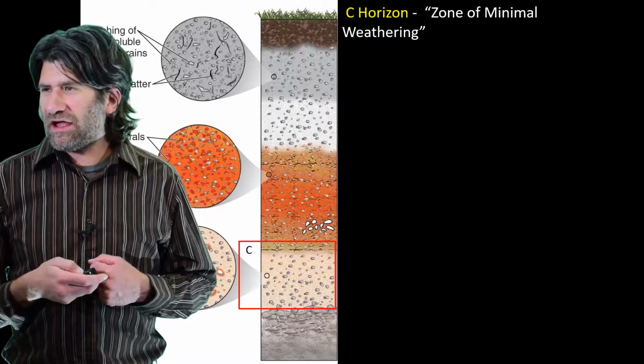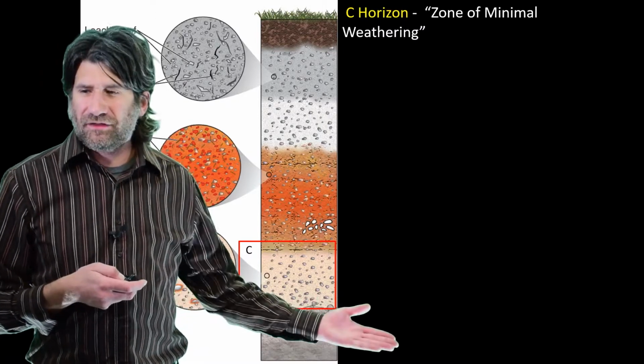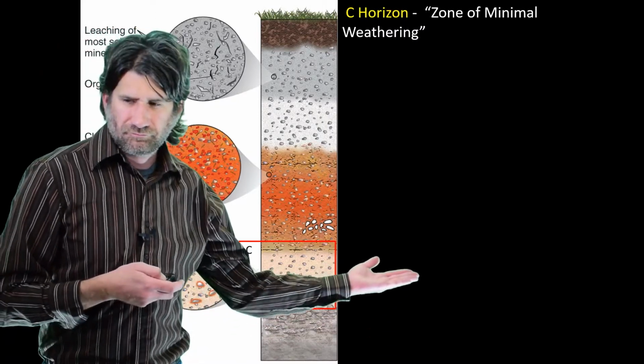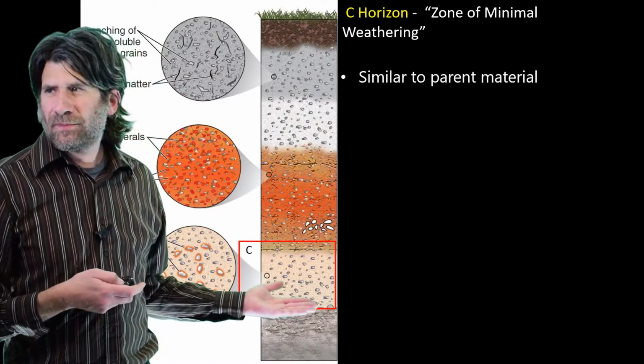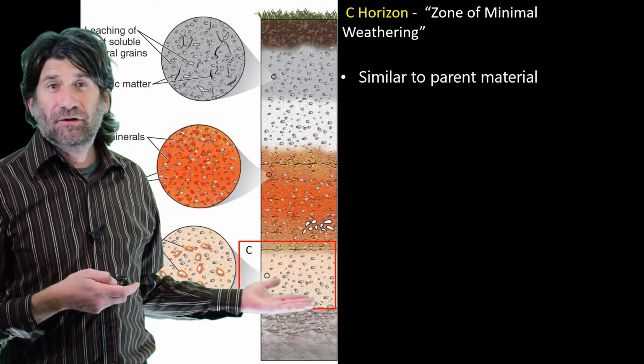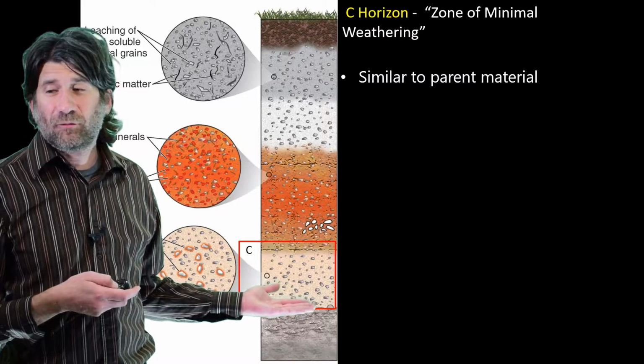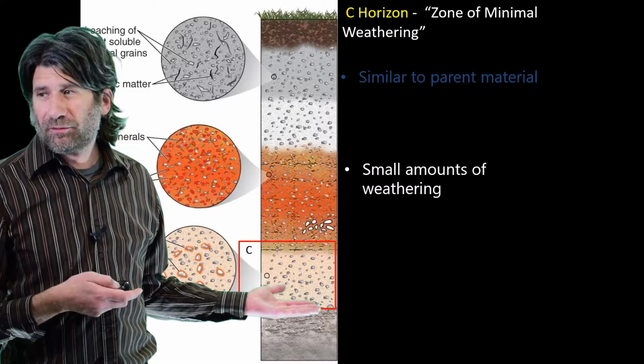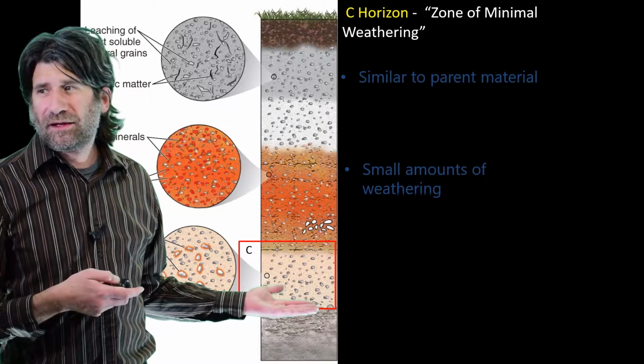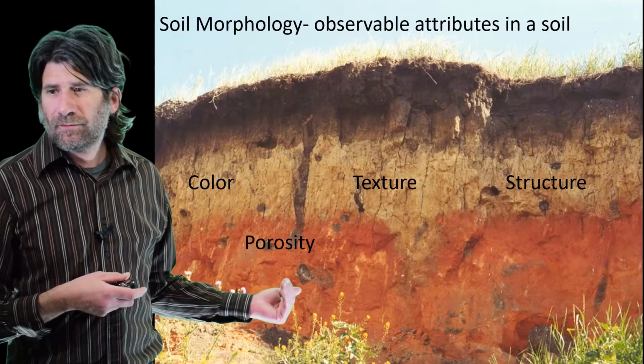Okay, and below that we have the zone of minimal weathering, the P horizon. Right there, it's very similar to the parent material, that regolith that hasn't been weathered yet by soil forming processes. So very small amounts of weathering.